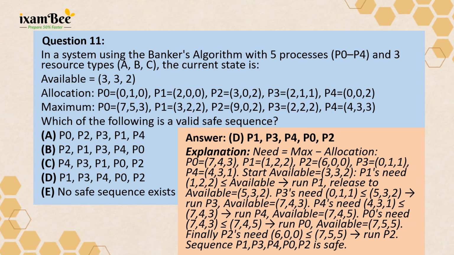Now P0's need, which is 743, fits within 745. So P0 runs and releases, bringing available to 755. Finally, P2's need, which is 600, easily fits within 755. So P2 completes last. Every process gets to run in this order without ever exceeding what's available. So P1, P3, P4, P0 and P2 is a valid safe sequence. Hence here the answer is option D.